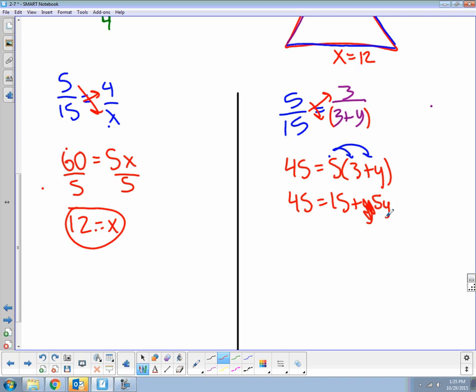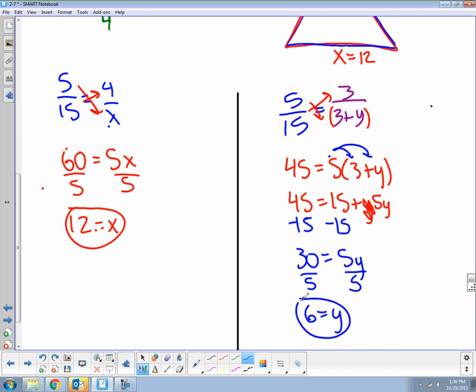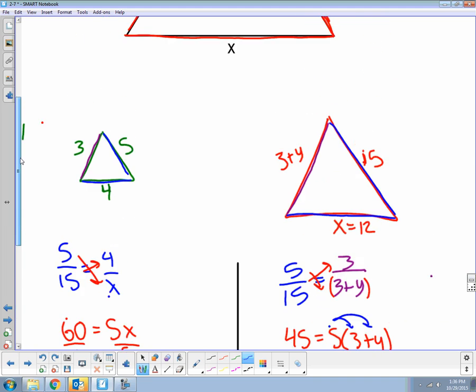Now if I solve for y, I'm going to subtract 15 from both sides. We're going to deal with that adding or subtracting first. I've got 30 equals 5y. Divide both sides by 5. And I get that y equals 6. y equals 6. If I look back at the original triangles, y is 6, x is 12.